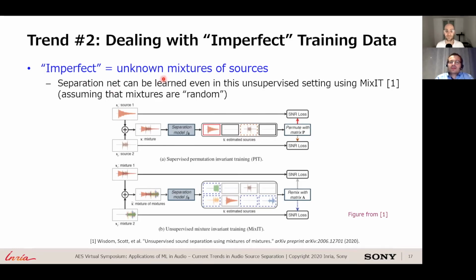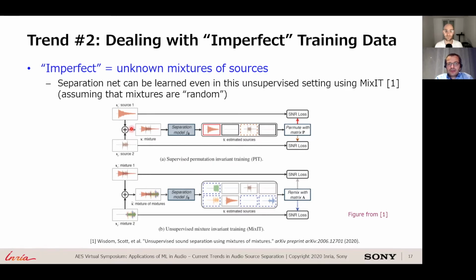Imperfect could also mean that we only have access to unknown mixtures of sources in the training data. Google recently showed with their mixture invariant training that it's still possible to train a separation network on such data. Basically, they extend permutation invariant training to their mixture invariant training, and you can see this transition here.